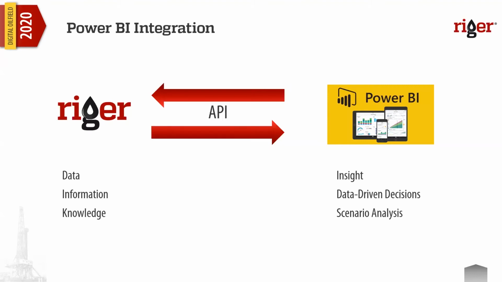In the case of RigER and Power BI, both apps use an API to get connected. RigER is the storage of data, information, and knowledge, and by getting those into the Power BI engine, we can produce powerful insights that will boost the quality of data-driven decisions and scenario analysis in your company. The process of connecting RigER and Power BI is as follows. First, we enable the connector in the RigER database and issue the URL address. Then in Power BI, we connect to that address, authenticate the user with the same credentials as in RigER, and the connection is established.